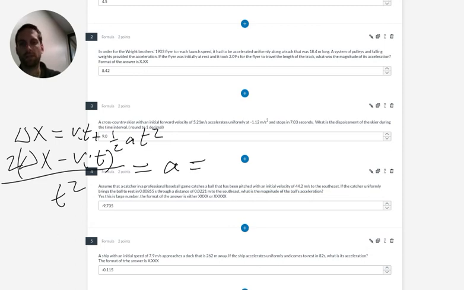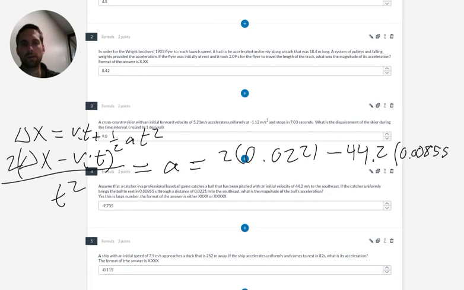So once I do that, I plug everything in. 2 times the change in x is going to be 0.0221 minus velocity initial is 44.4, I mean, times the time, 0.08, there's another 0.855 over that same time squared.